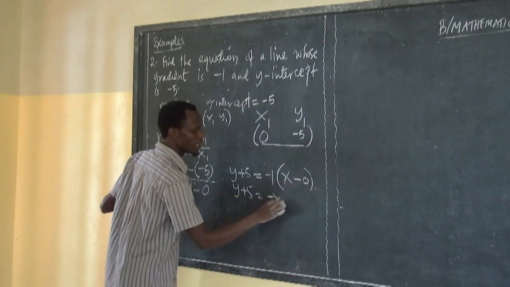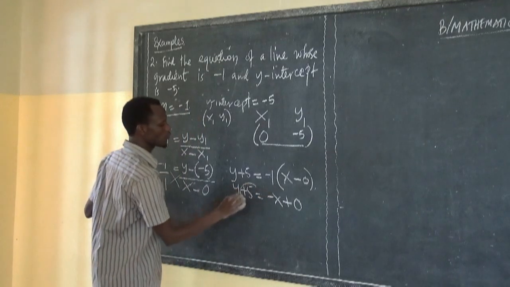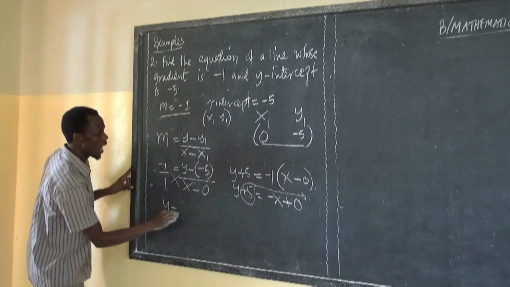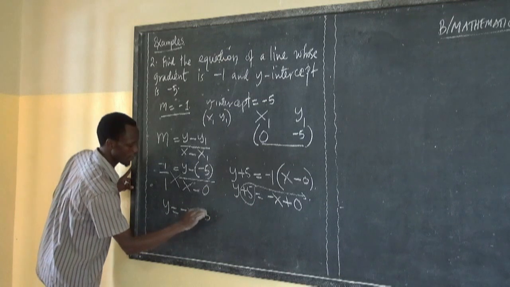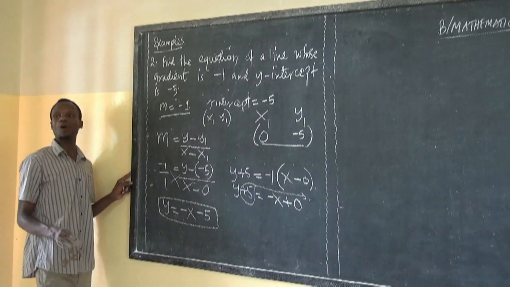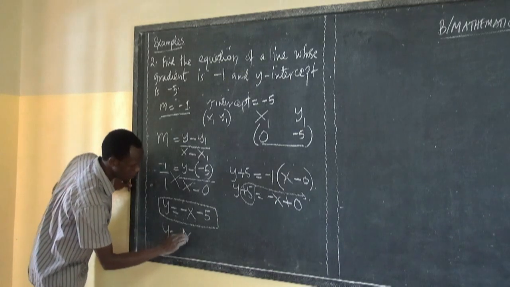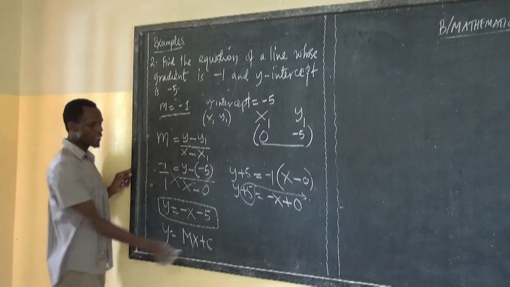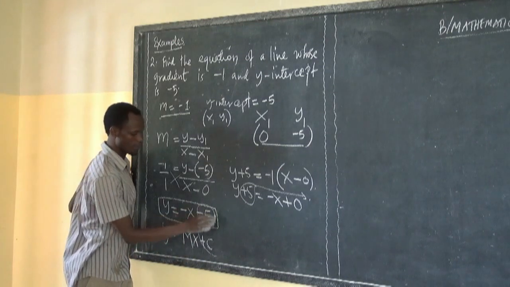Therefore we have y plus 5 is equal to negative times x, we get negative x. Now negative times negative, we get positive 0. This is taken to the other side. Then we have y is equal now to negative x, then negative 5. Now this is the equation. And then you can even compare. From y is equal now to mx plus what? Plus c. We said c is y-intercept. And that's why c is y-intercept.